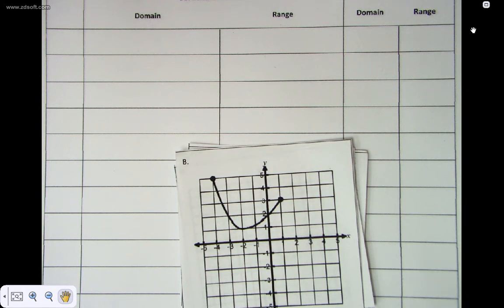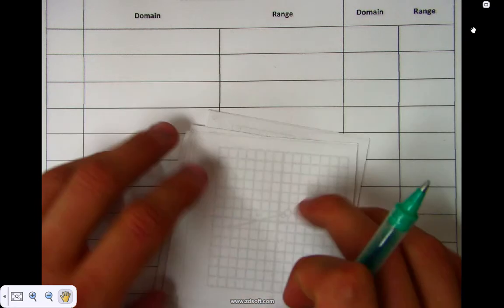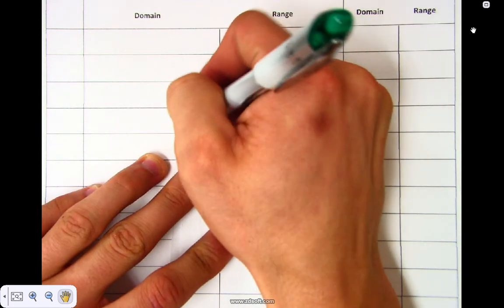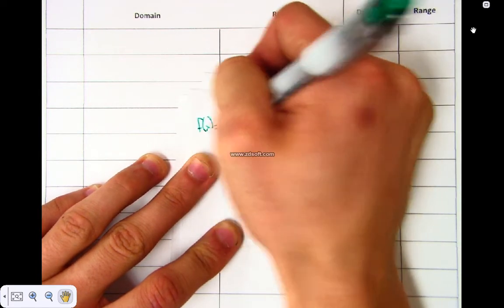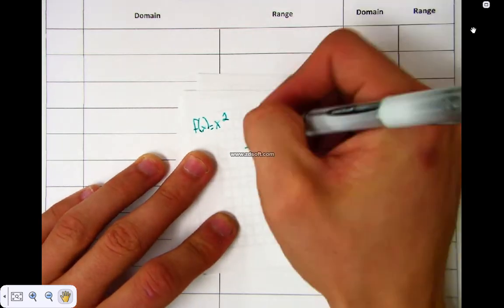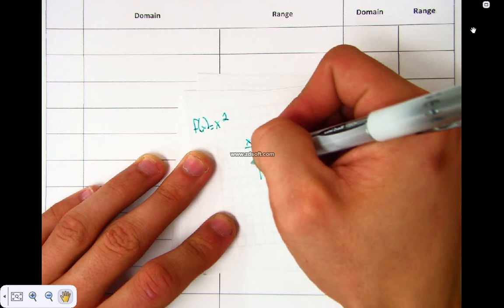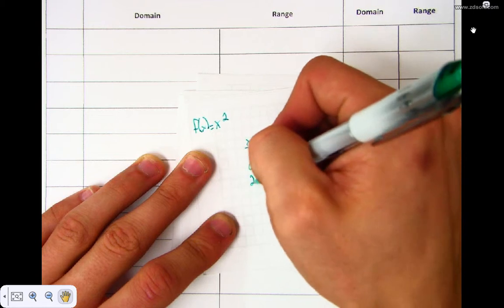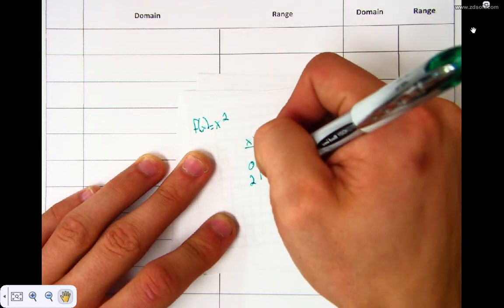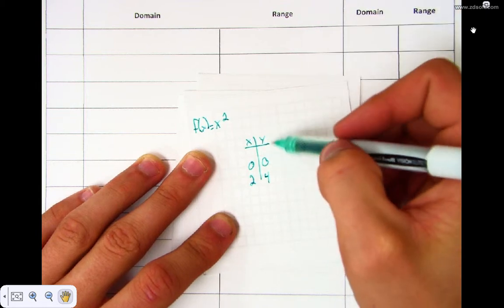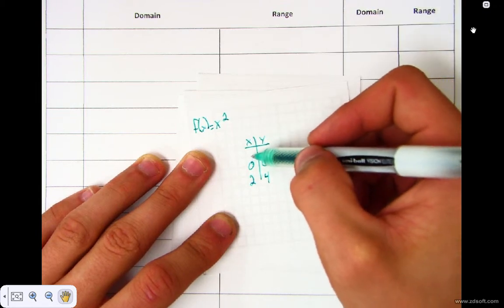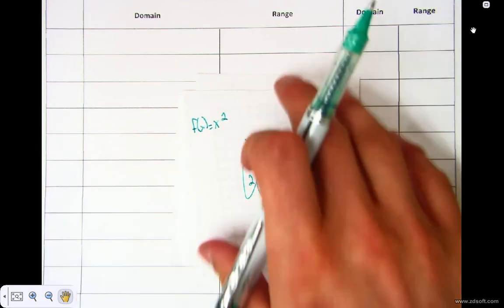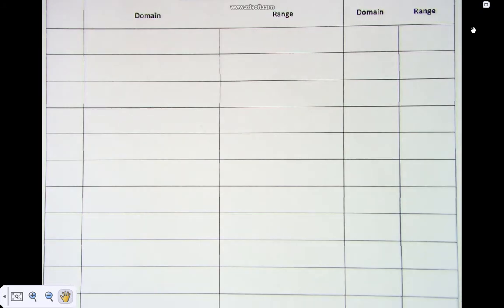So when you put something in, for example, let's say we have f of x equals x squared. When I put something into this, I'm going to have an output, right? So here's what I put in. Say I put 0 in, what comes out is 0 squared. If I put 2 in, what comes out is 2 squared, or 4. So in this case, my domain is 0 and 2, and the outputs, or my ranges, are 0 and 4.